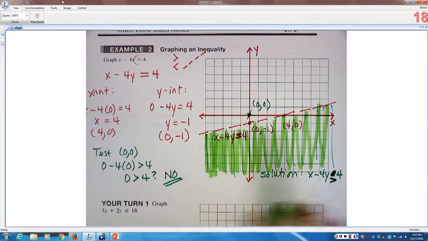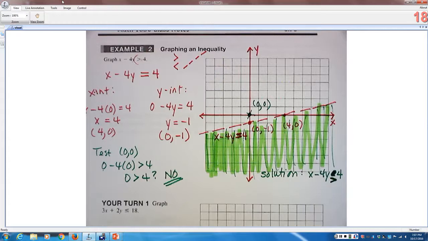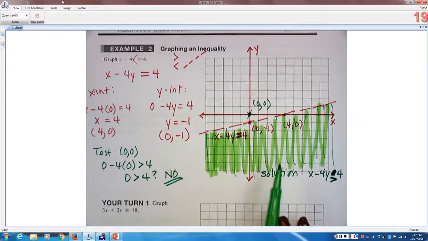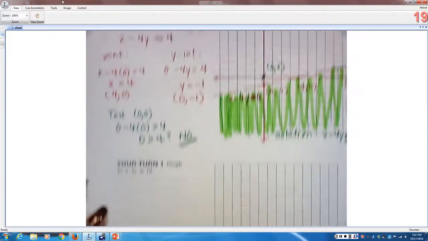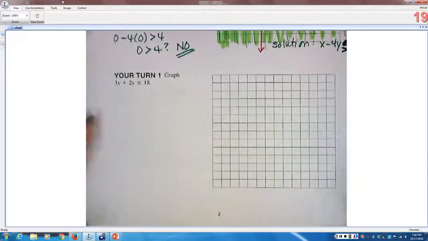But again, the solution is the shaded area. There's not a way to write it as ordered pairs or anything like that, other than x is less than or y is less than thing. You've got to actually shade the area on the graph. So you're going to do some graphing this time. Okay? Now, this one is your turn. Calculator part.